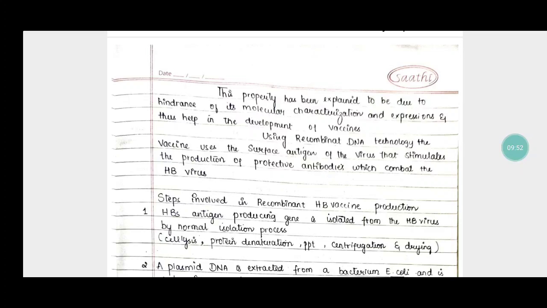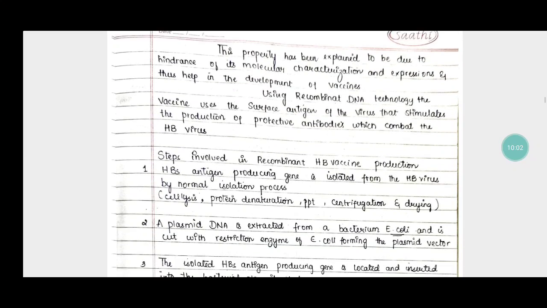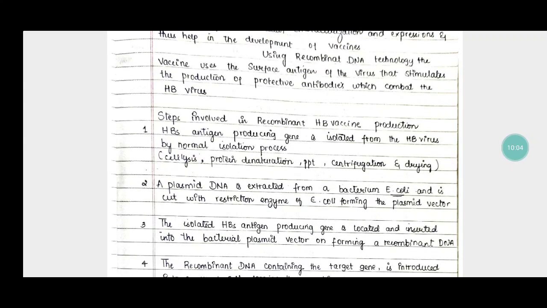So these are the steps involved in recombinant hepatitis B vaccine production. The HBS, that is surface antigen, producing gene is isolated from the hepatitis B virus by normal isolation procedures like cellulose, protein denaturation, precipitation, centrifugation and drying methods. A plasmid DNA is extracted from the bacterium E. coli and is cut by the restriction enzyme, forming the plasmid vector.